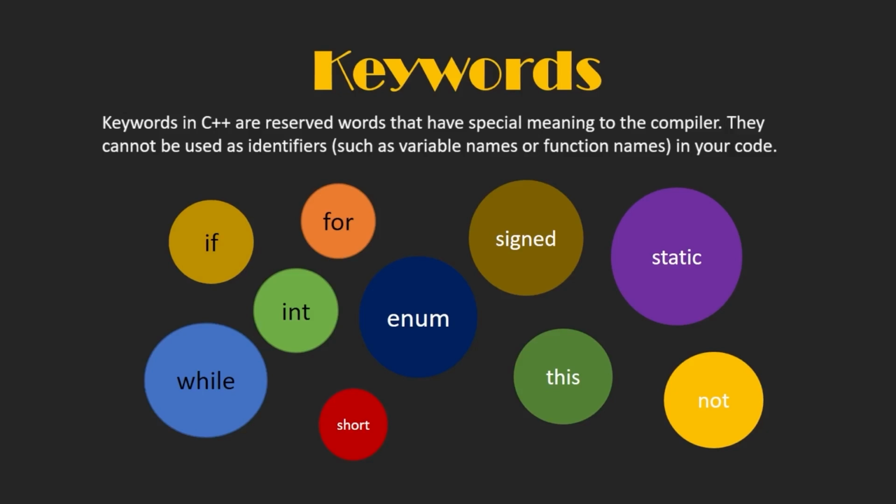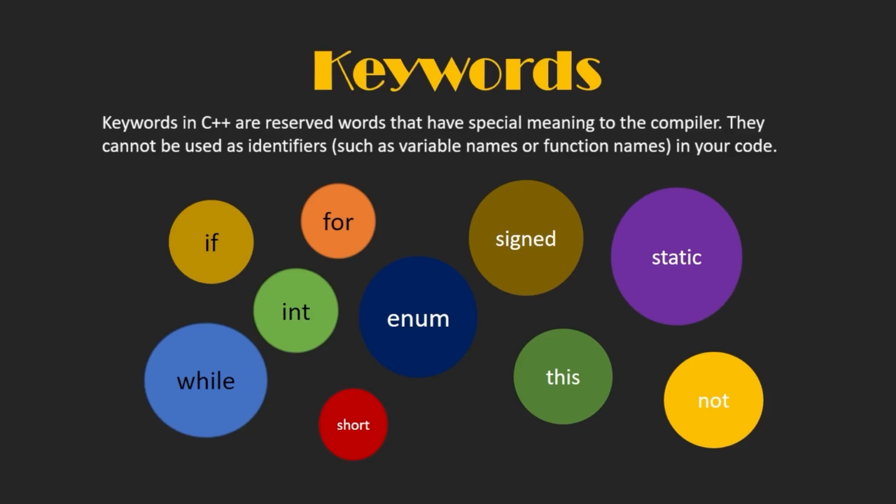We also have control statement keywords like if, for, while, and switch that help us control the flow of our programs. It's important to remember that we can't use these keywords as names for our variables because their meanings are already defined in the language.